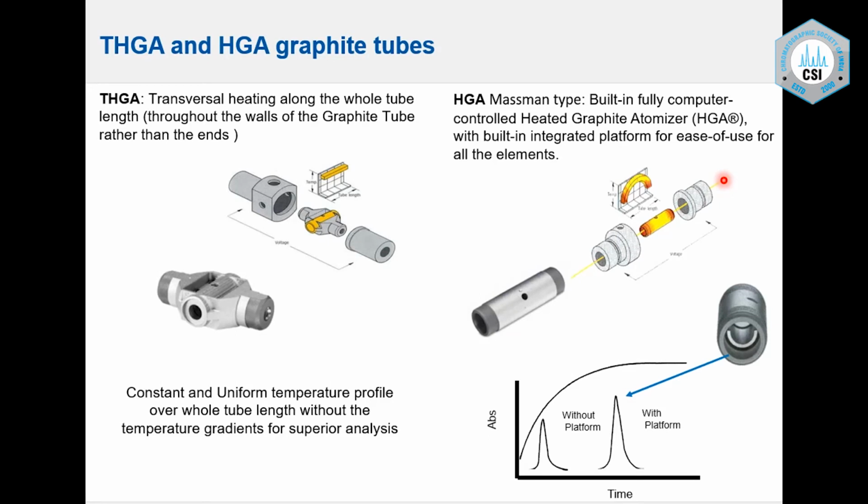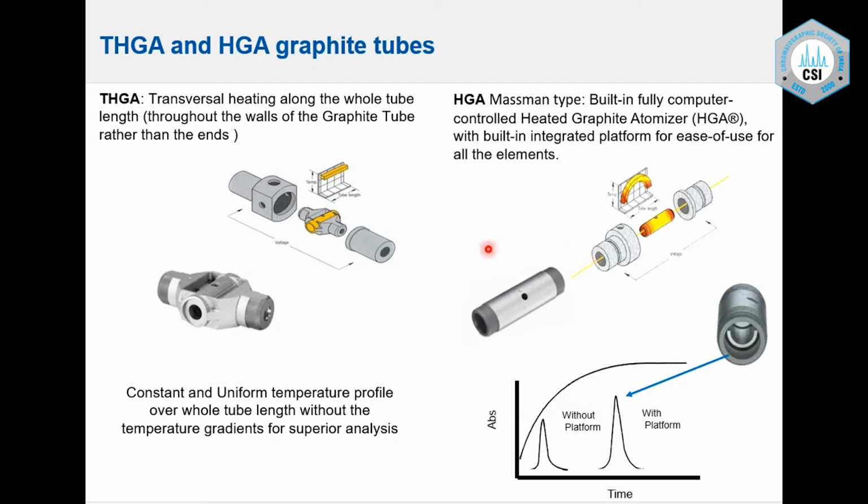Different types of graphite furnaces are used here. Different manufacturers have different graphite furnaces. So THGA, the transversely heated graphite furnace, is available, and HGA, which is a massive type of furnace, has a cylindrical tube. The difference between these two is that the THGA furnace is heated from two sides, so the heat is introduced from the sides, and that's why the temperature required in the THGA furnace is less compared to the HGA. In HGA, you need to give a higher temperature so that the temperature reaches the solution and the elements get atomized. So you will find this temperature difference between THGA and HGA.